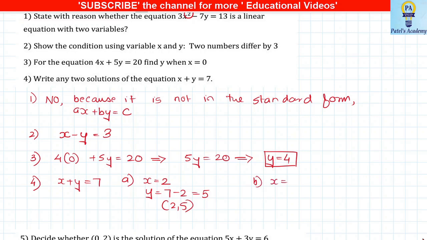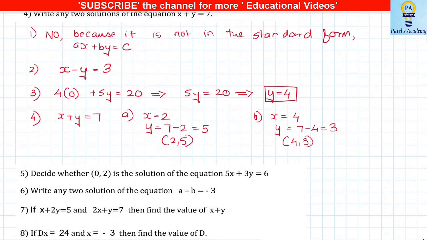Next, let me take any other random value of x, that is 4. So what will be y equals to 7 minus 4, 3. So the next solution is 4 comma 3. So here, students, we can have infinite solutions. Take any random value of x, you will get the value of y.